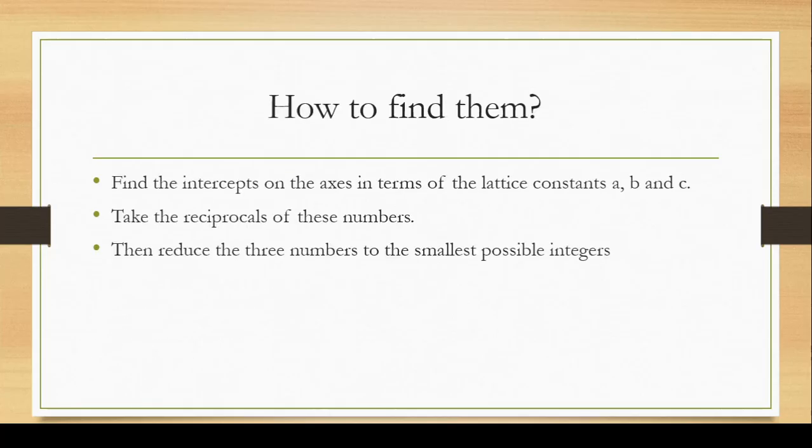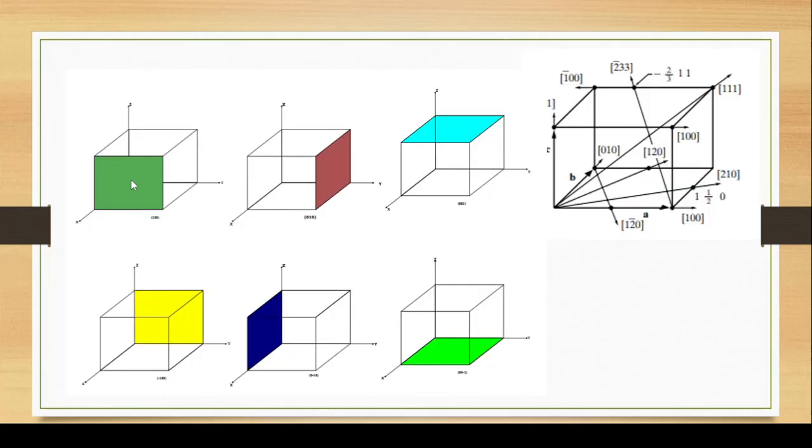So now, how do you find them? You have to find the intercepts on the axes in terms of our lattice constants, or basis vectors, A, B, and C. And then you have to take the reciprocal. After taking the reciprocal, we have to find the smallest possible integers, so you have to reduce them by taking the lowest common multiple. This is what they look like. So this is 1, 0, 0. Draw this out.